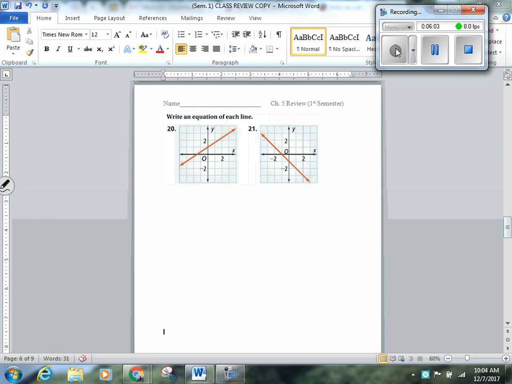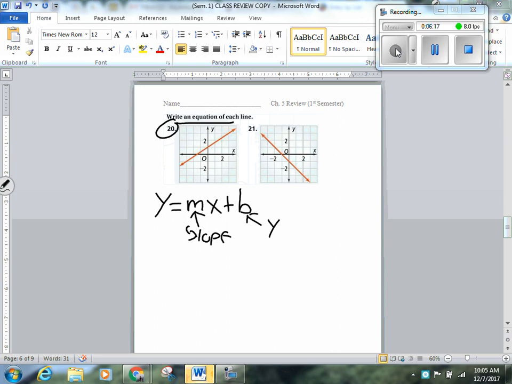Looking at question 20, write the equation. Again, y equals mx plus b. Remembering that this is my slope, and this is my y-intercept. So when I do my equation, I'm going to put y equals blank x plus blank. I first want to find out where this red line crosses the y-axis. So if I travel down the line, I know it crosses right here. That number is 1. So my y-intercept is 1.